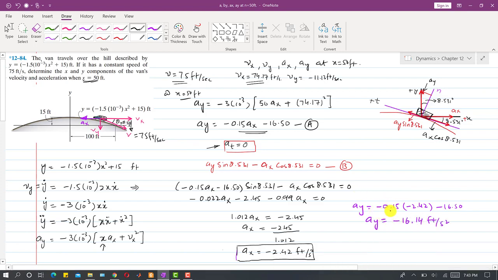So when we solve this equation, ay comes out to be minus 16.14 feet per second square, and again ay is also negative. So this means that ax is in the negative x direction and ay is in the negative y direction. So now we have found vx, vy, ax and ay, and this is the solution of this problem.